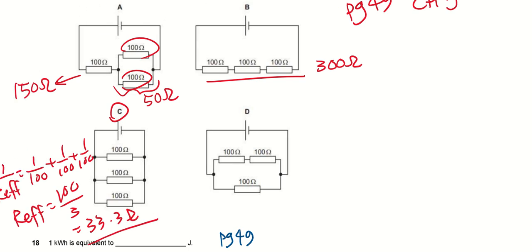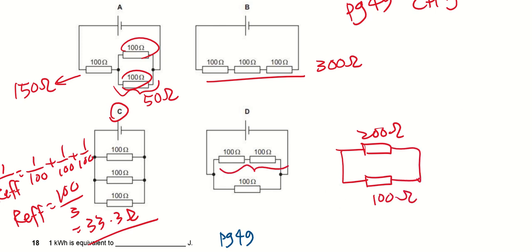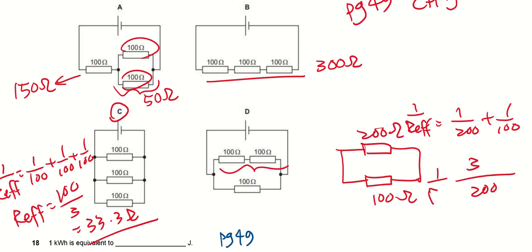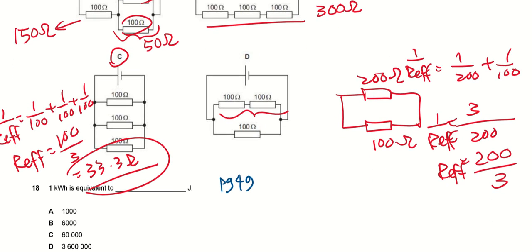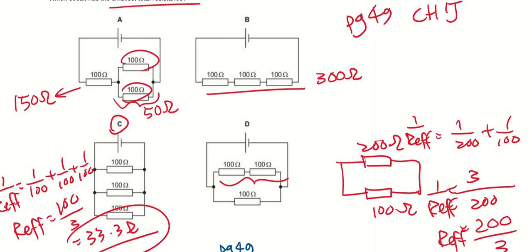Then how about we check for D? The top resistance has 200 ohm, the bottom one is 100 ohm. Because the top one, they are in series, so I can add them up. So it's 1 over 200 plus 1 over 100, equals 1 over REFF of D. So this times 2, so over 200, we get 3. And I still need to flip this around, so REFF is equal to 200 over 3, and this is definitely more than 33.3. Therefore, C is the answer.